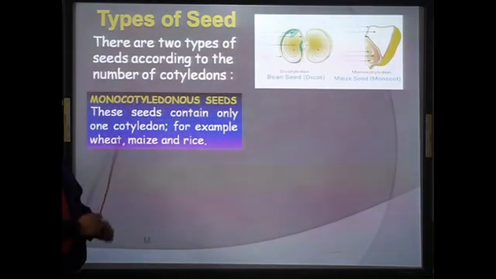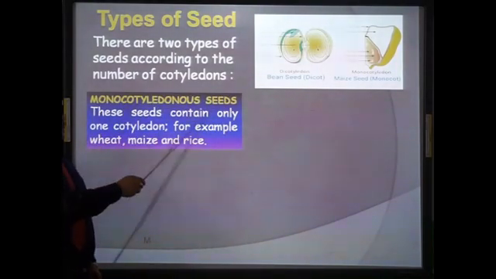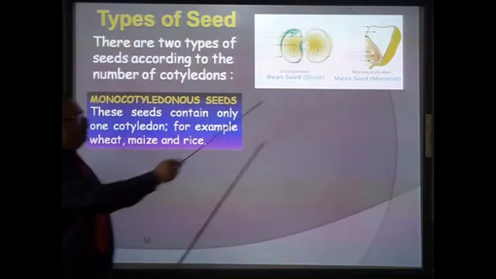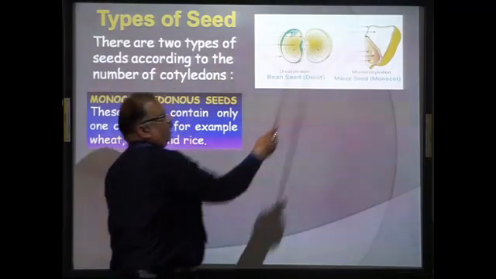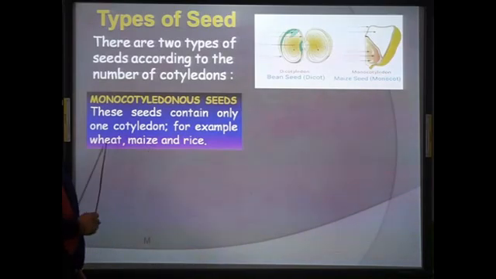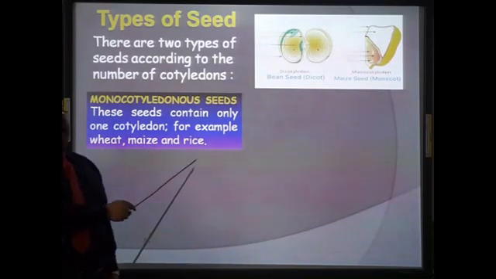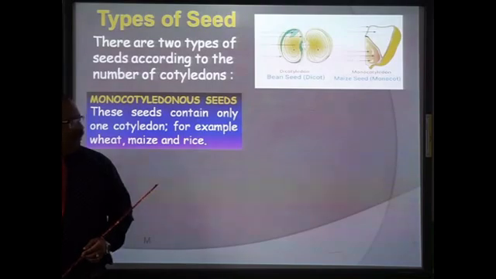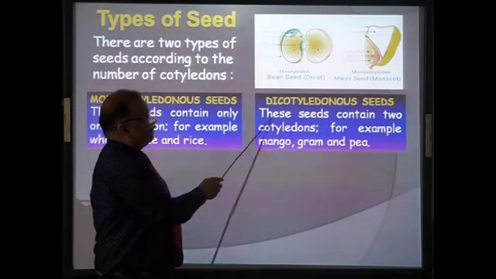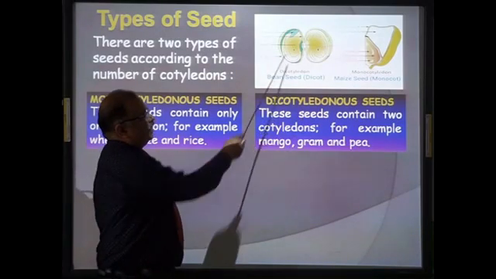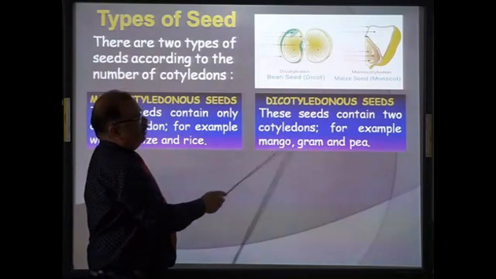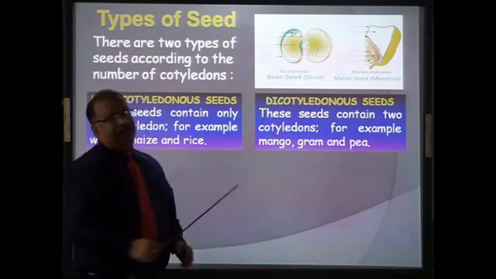Now here you see monocotyledonous seeds. These seeds contain only one cotyledon. Here you can see only one cotyledon is there, and that is why it is called monocotyledon. Examples are wheat, maize, rice, etc. On the other hand, you can see dicotyledonous seeds. These seeds contain two cotyledons, 1 and 2. And examples are mango, gram, and pea.